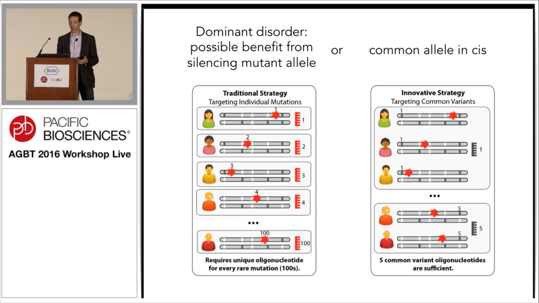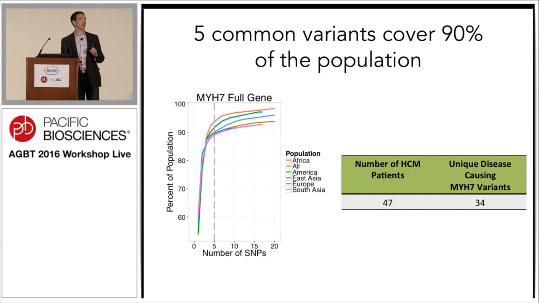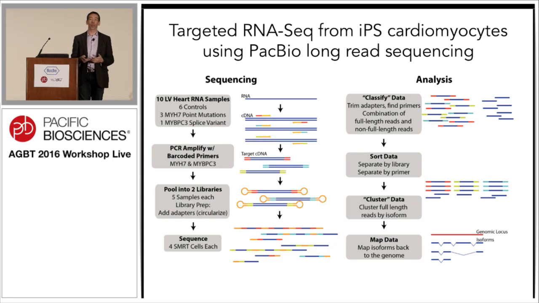So this new strategy of targeting the common variants would mean that for the major gene that causes this condition, myosin heavy chain, 5 common variants would be enough, so 5 therapeutics would be enough to cover 90% of most populations. So that's good, and we started to work on seeing if it was possible to silence the mutant allele, and it turned out that it was. But then we had the challenge that for each patient we needed to actually haplotype them so that we could target which common variant was required.